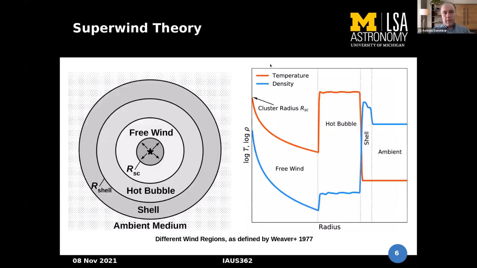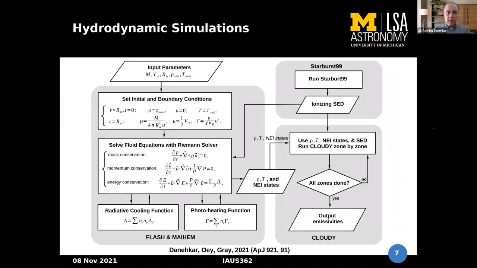In starburst-driven superwinds, we can have four regions. The first region here is a free expanding wind region, and after that we have the formation of a hot bubble, and then a region of somewhat higher density, which is also called the shell. And after that there is the ambient medium. This is the typical four-region structure which we may see in superwinds.